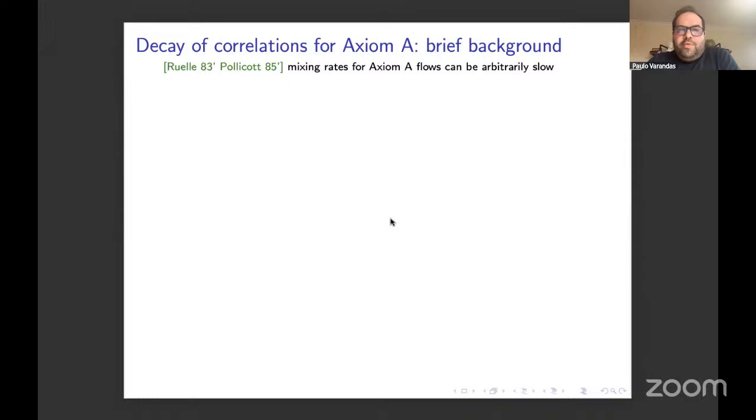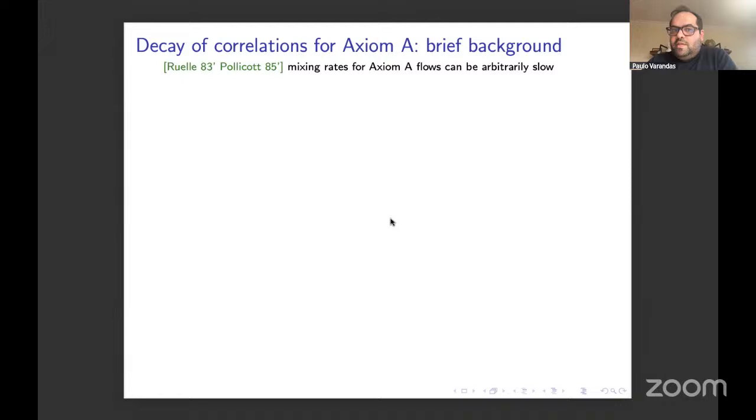So let me just give a brief background on the topic. The first kind of striking result, in comparison to what is known for discrete time, was a paper by Gouëzel in 1983 and another by Pollicott in 1985, which showed that mixing rates for Axiom A flows can be arbitrarily slow. So they constructed suspension flows over hyperbolic sets with piecewise constant roof function, just two roof functions. One is constant equal to 1, the other is a parameter alpha. And depending on the alpha, you have mixing, but you don't have exponential mixing, and mixing can be arbitrarily slow.